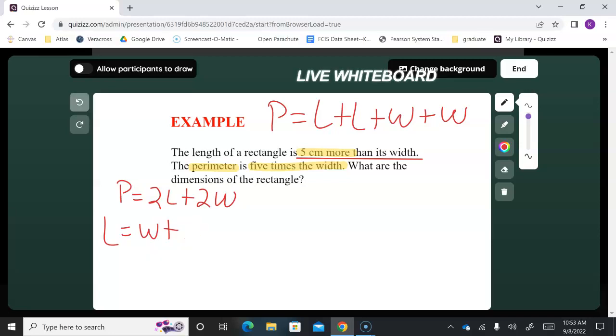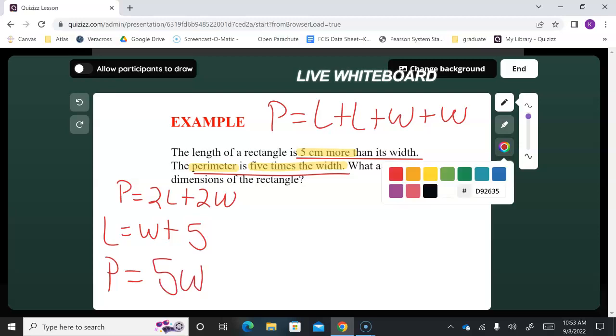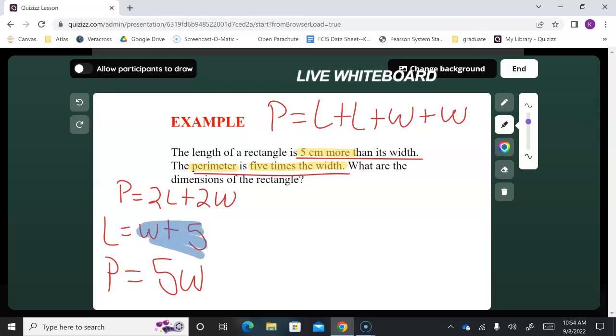Okay? Let's see if I can make that 5 look less like an S. Alright? 5 times the width. Perimeter is 5 times the width. So perimeter is what? 5W. So now I have two things here that I can use to substitute into my formula.